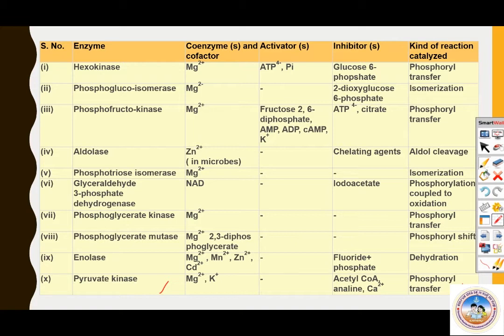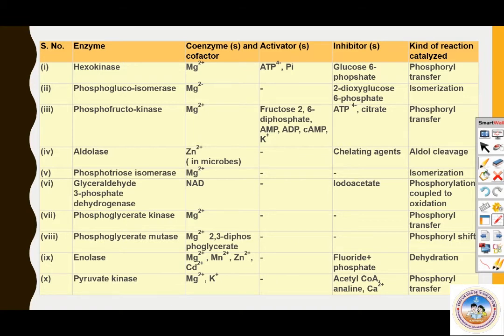Phosphoglycerate kinase helps in phosphoryl transfer. Phosphoglycerate mutase helps in phosphoryl shift. Next, enolase helps in dehydration. Pyruvate kinase helps in phosphoryl transfer. So these are the important enzymes and what their functions are are the main things. Later you can see the whole chart also, not a problem, but those two are important.